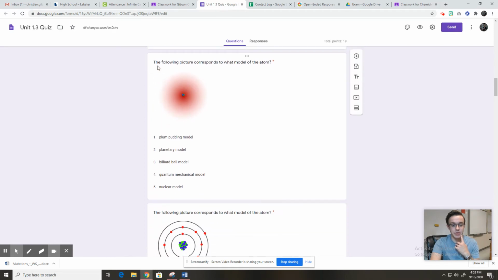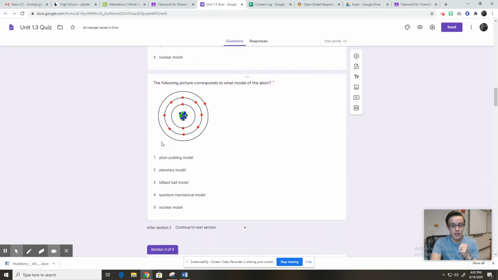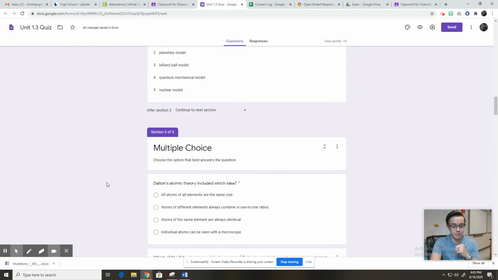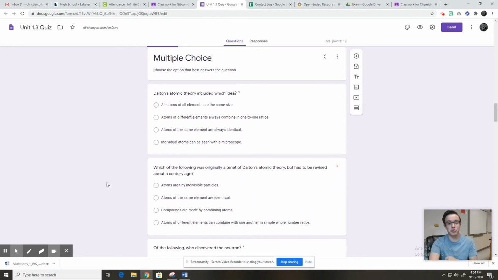Here we have another image. The following picture corresponds to which model of the atom? Is that the plum pudding model, planetary model, the billiard ball model, the quantum mechanical model, or the nuclear model? And here we have our final picture. The following picture corresponds to which model of the atom? Is this the plum pudding model, the planetary model, the billiard ball model, the quantum mechanical model, or the nuclear model?